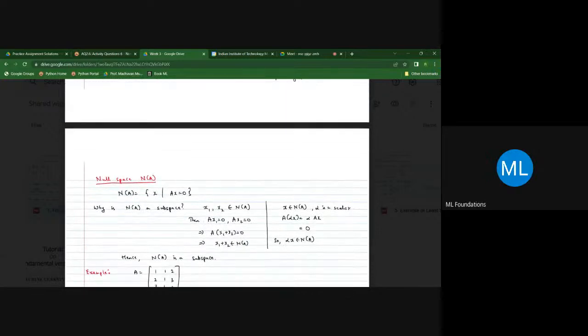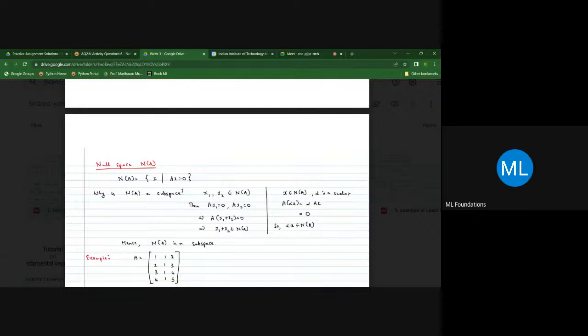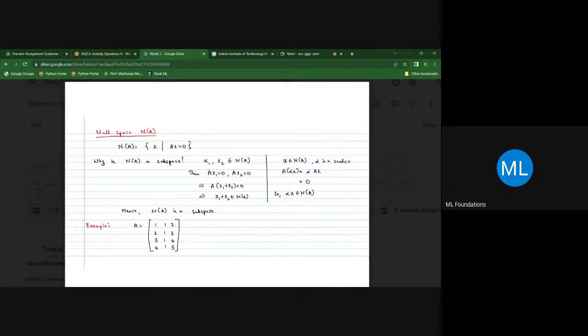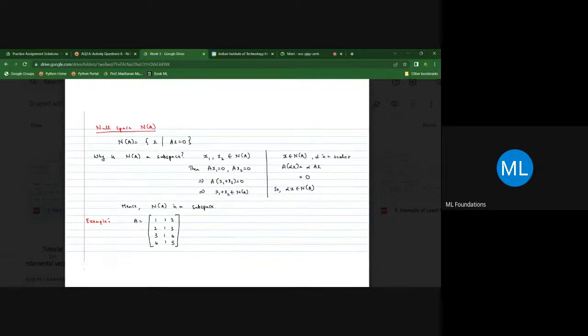Yes. So then the null space is a subspace of all the vectors that satisfy the condition that Ax equals 0. All the span of those vectors will belong to this null space. Suppose you have two different vectors, Ax1 equals 0 and Ax2 equals 0. Then A of x1 plus x2 will also be equal to 0, right? So x1 plus x2 also belongs to the null space of A.